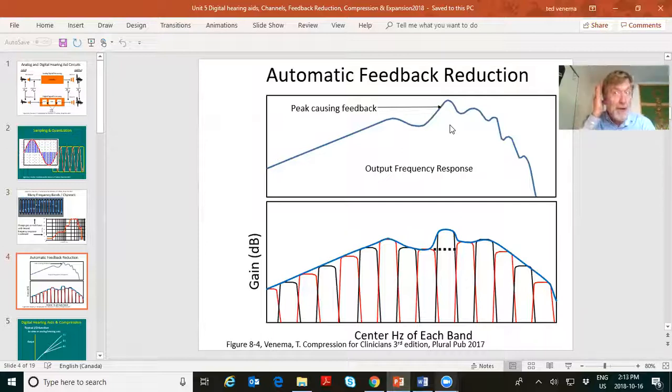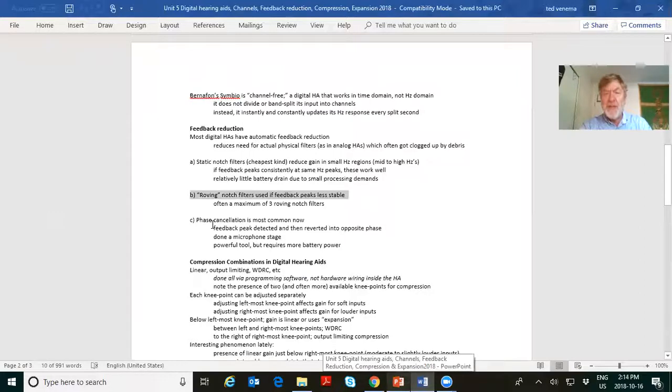You put your hand up close to an ear and any leaking sound is going to get picked up. You stand too close to a wall, you might get increased feedback there too because the sound's bouncing off the wall. So at any rate, roving notch filters could rove, they could move, and they could attack the feedback wherever the peaks occurred. Well, that requires a little bit more signal processing. Often a maximum of 3 roving notch filters was all that your battery and digital signal processor could handle.